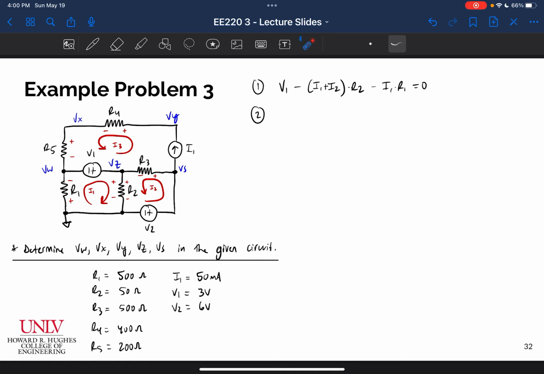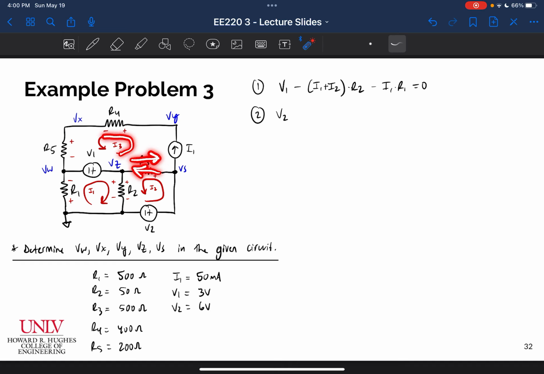Very similar. I'm going to start here and go this way. So going across V2, I go up by the value of V2, so I'm going to write V2. Then I drop across R3. Now this is where this problem differs from ones we've seen in the past. I have to keep track of the fact that I have I2 and I3 in this circuit, right? So the current flowing through R3 here is I2 in this direction, and it's I3 in that direction.